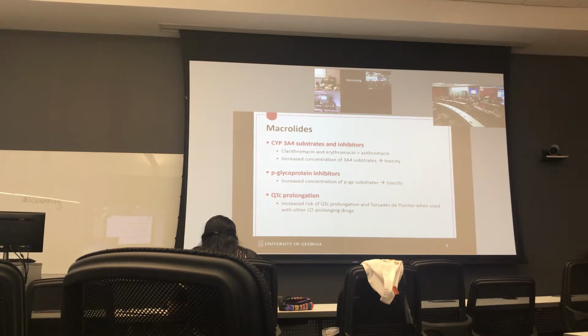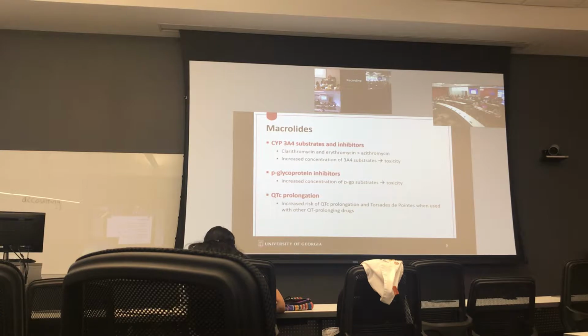We know a lot of agents are substrates of both 3A4 and P-glycoprotein, so this can have a pretty significant effect when they're used with macrolides. Macrolides also can cause QT prolongation. So when using macrolides in combination with other QT prolonging drugs, it's important to be aware of this potential risk.